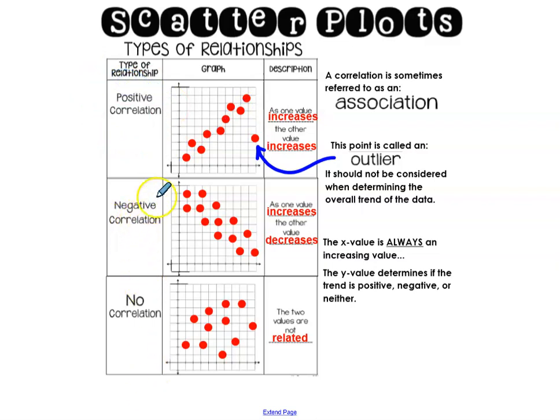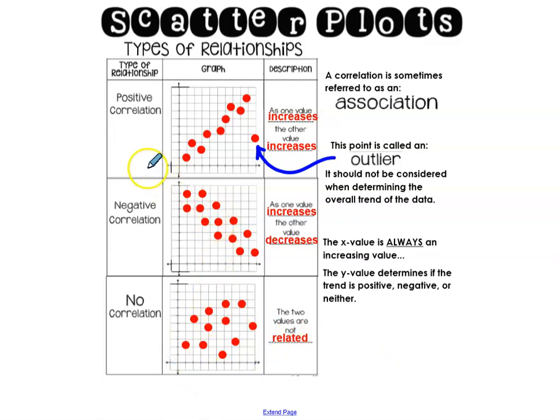As we read the middle graph, our eyes trend downward. So we call that a negative correlation. And if as you're reading the graph from left to right, the points are scattered all the way up and down, we call this no correlation.